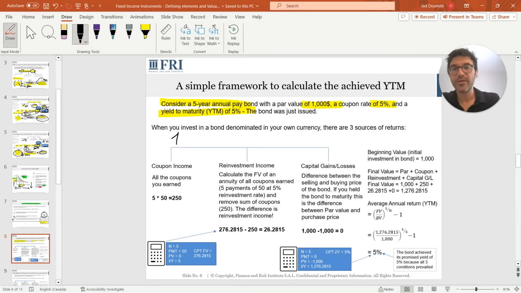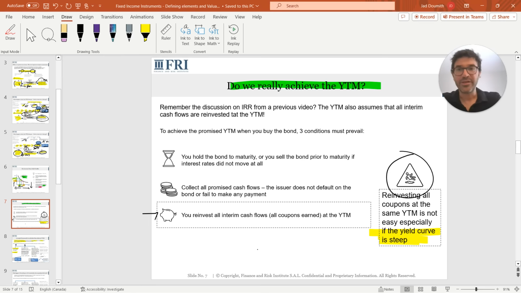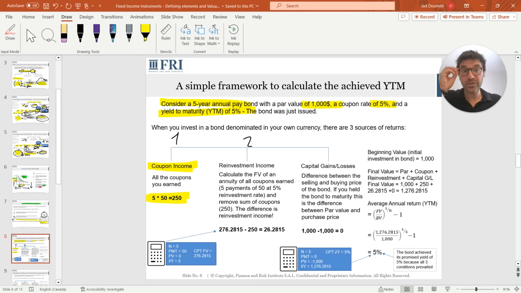First, the coupon income. This is a 5-year bond. If you buy it and you hold it for 5 years, you will get exactly 5 payments of 50. So 5 years later, you are richer by $250. Simple and easy. The second source of return is reinvestment income. And remember, this is the problematic one because we cannot control reinvestment income. Every time we earn a coupon, we need to reinvest it, but we don't know what the interest rates prevailing at that point will be.